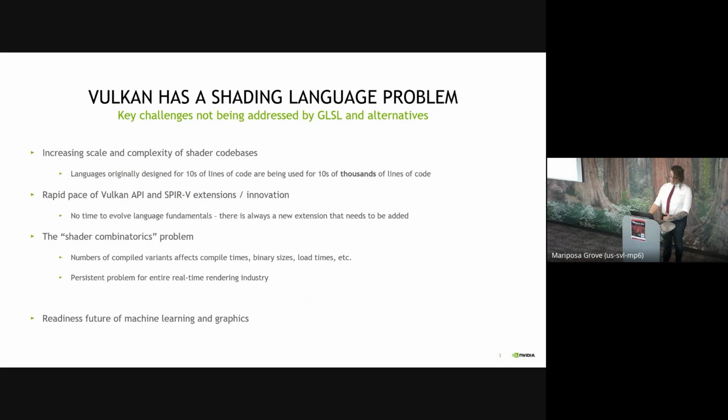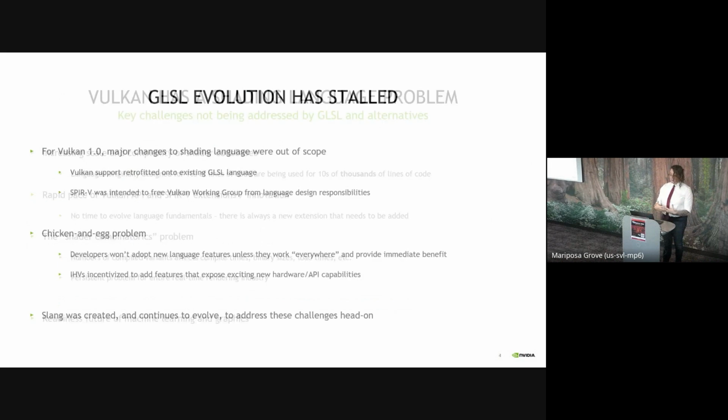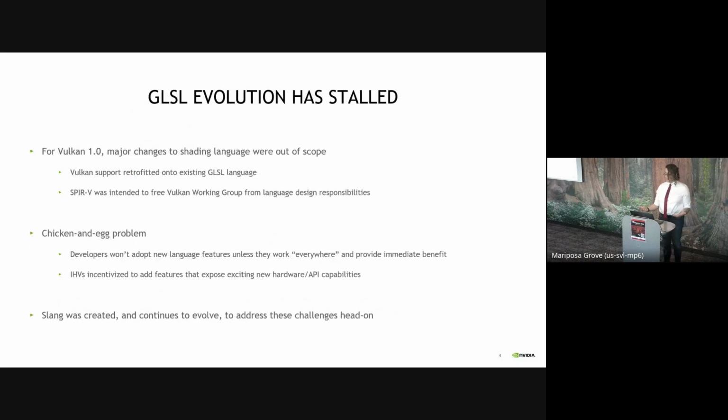Another part of the context here for why we have this problem is that evolution on GLSL seems to have stalled. When I was involved in things for Vulkan 1.0, it was out of scope to put major changes into the shading language to support a new API. We wanted to get a new API done. And so the choice was made to retrofit Vulkan support onto the existing GLSL language. Part of that time frame was also the introduction of SPIR-V, and there was a very explicit intention there to free the Vulkan working group from the responsibility for doing language design in the long run. We wanted the API design experts to do the API design so that language experts could do the language design. And it didn't really seem to evolve from there. Nobody picked up the ball. And I don't put that on the Vulkan working group because we were supposed to be designing the API.